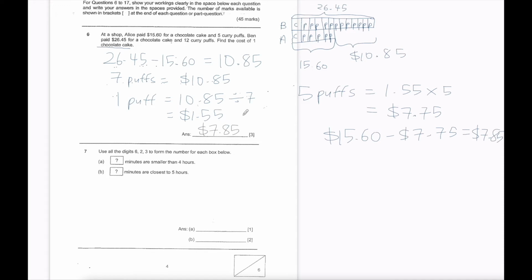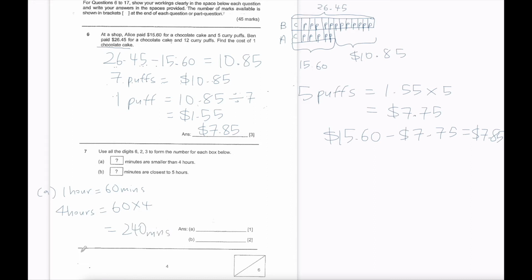Let's move on. Use all the digits 6, 2, 3 to form the number for each box below. So, how many minutes are smaller than 4 hours? 1 hour, 60 minutes. Okay? 4 hours is 60 times 4. 240 minutes.